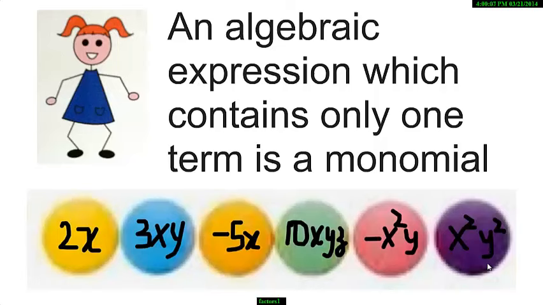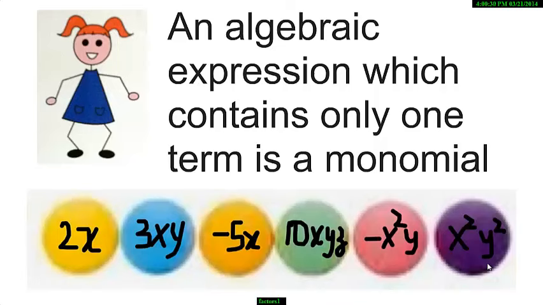An algebraic expression which contains only one term is called a monomial. When monomials and literals are multiplied to form a product, then each quantity multiplied is called a factor of the product.